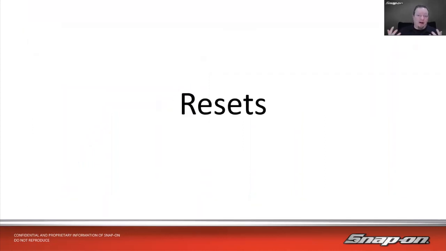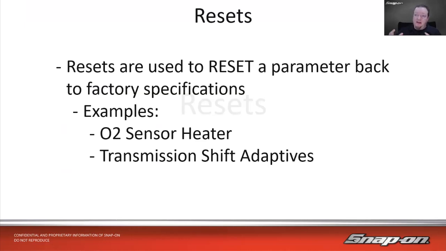Also falling in the bucket of functional tests could be a reset. So a reset is often used to reset a parameter back to factory specs. So for example, oxygen sensor heater circuit, you have to relearn those on GMs, Nissans, or say transmission shift adaptives. As you drive the vehicle, it learns how to shift. And then if I do any transmission work, I need to reset that back to a factory state.